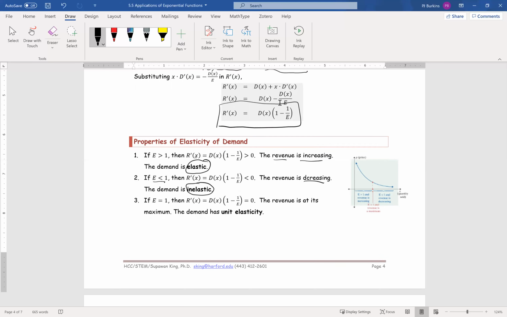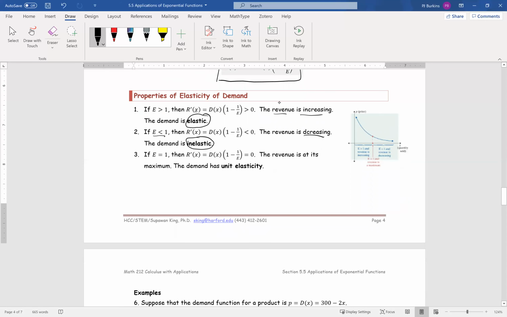And then finally, there's a case where E equals 1. And if that occurs, then R prime is 0. And we know that for the first derivative, if we get back a 0, then we're getting either a maximum or a minimum. So in this case, we'd be getting a maximum. And we call that unit elasticity. So these names are just there because they might ask you, well, what kind of elasticity of demand do you have? And so you would just state those. That's really all that's for.